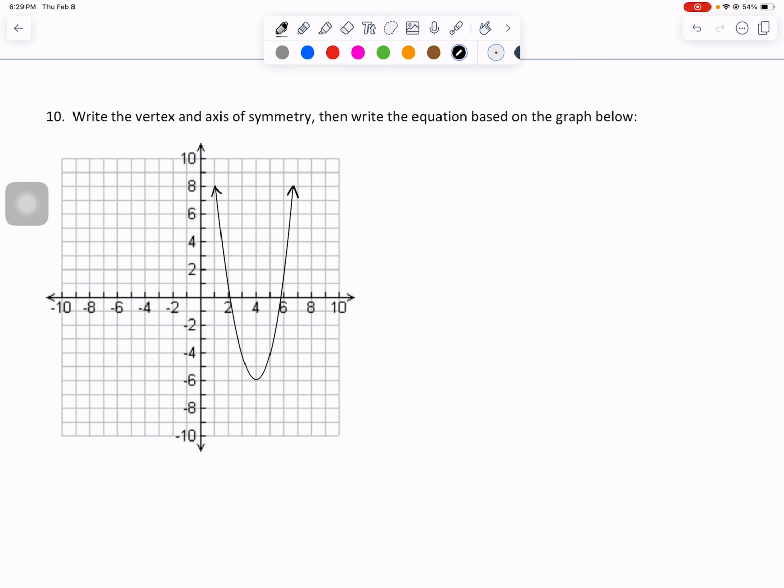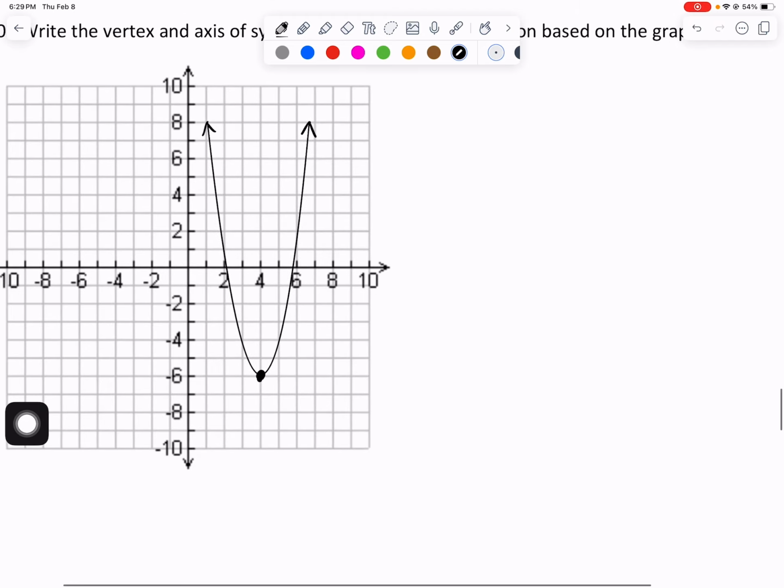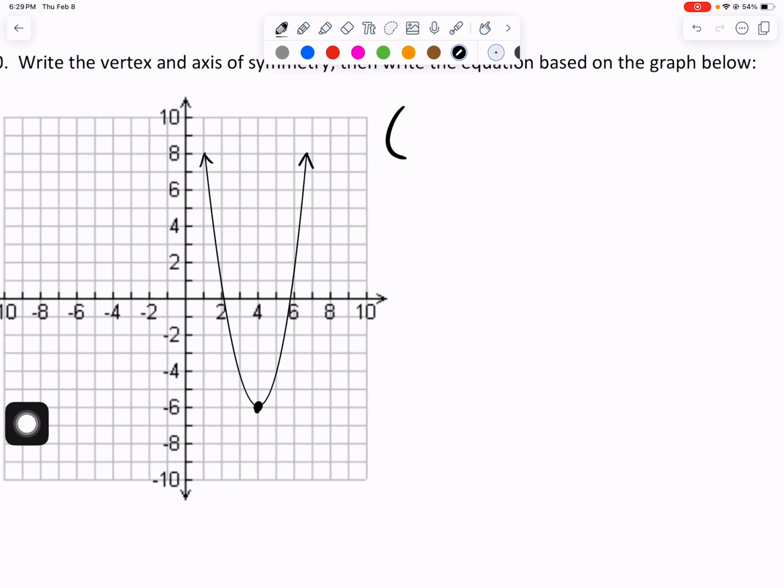Now we have our graph, and there is our vertex right there. So it says write the vertex. Well, our vertex is simply going to be, let's open it up. We're going to go 4 to the right and down 6. So that's going to be (4, -6).